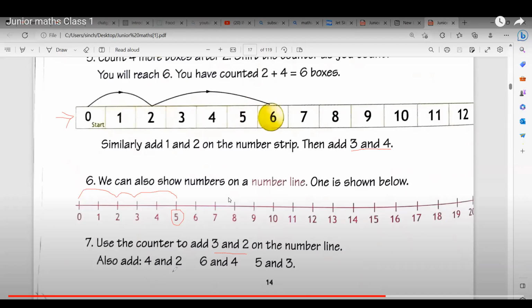4 plus 2. 4 plus 2 is 6. Very good. Excellent, Dattatreya. Just that you have to bring this. Make another curve towards this one and this one. Very good. Now tell me the next one.